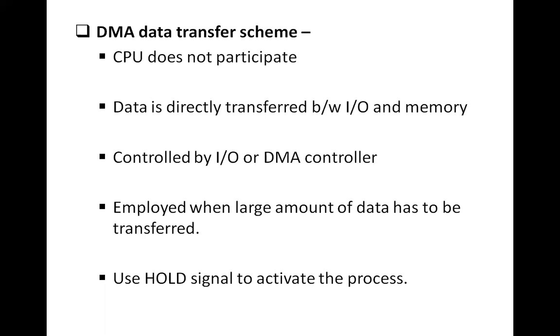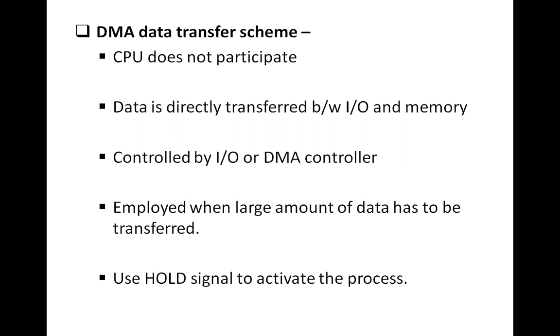In DMA data transfer scheme, the central processing unit or the microprocessor is not going to participate, and the data are directly transferred from the input output devices to the memory, or from the memory to the input output devices. And this scheme is employed whenever we have to transfer a large amount of the data.